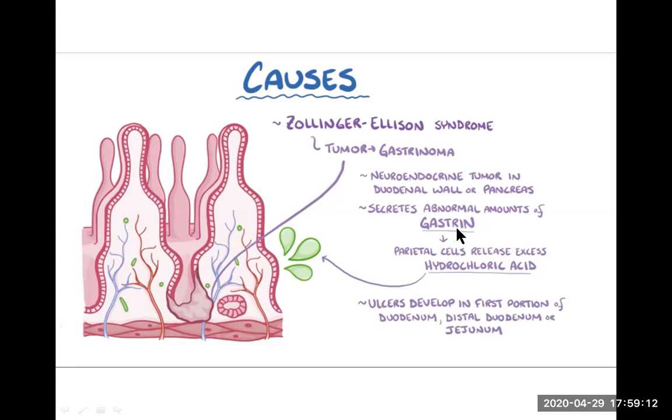So we already know that gastrin stimulates the production of hydrochloric acid. So an abnormal amount of gastrin in turn stimulates the parietal cells to release excess hydrochloric acid. That increased hydrochloric acid causes the peptic ulcer. Ulcers develop in the first portion of the duodenum, usually because the tumor is there in the duodenal wall and the pancreas. As the hydrochloric acid production is increased, the first portion of the duodenum is attacked by the formation of these peptic ulcers, then the distal duodenum and the jejunum will be affected.